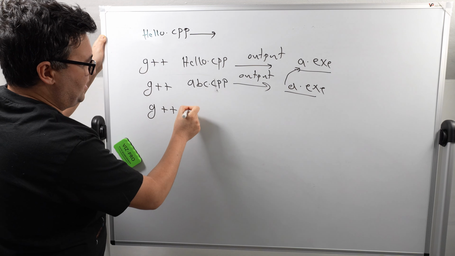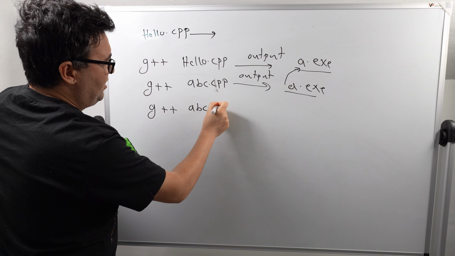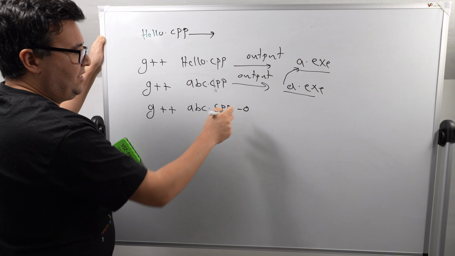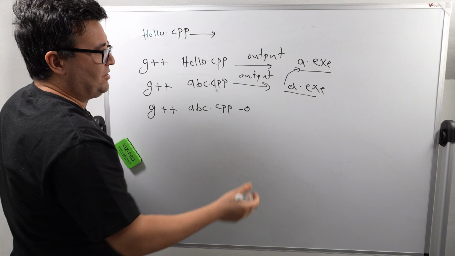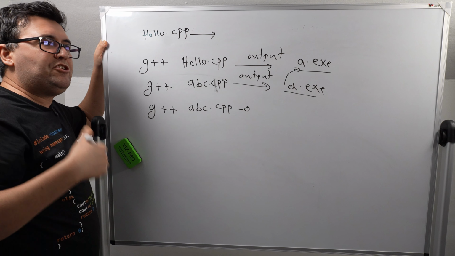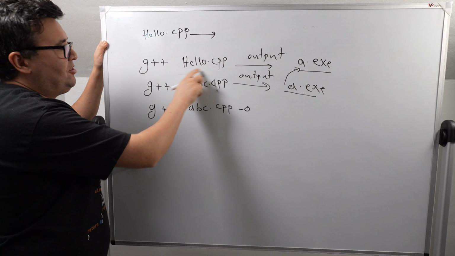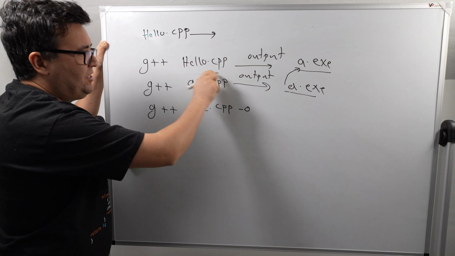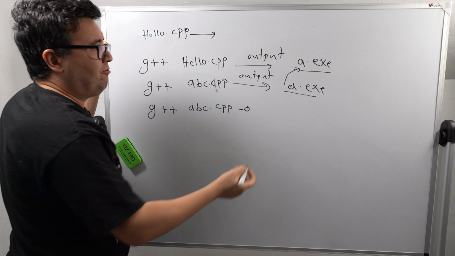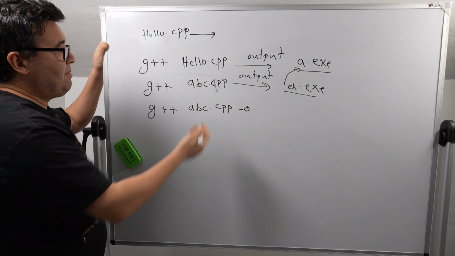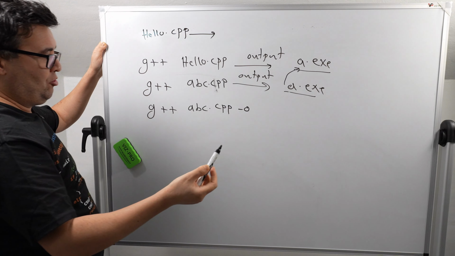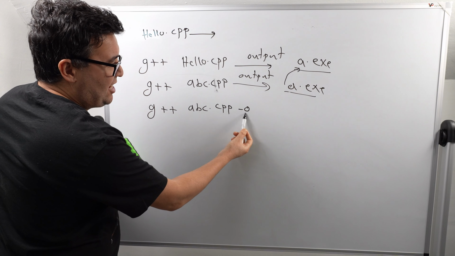So we use g++ abc.cpp and the -o option. What name do you want? Because the default name is a.exe. Any C++ file you compile with g++, whether hello.cpp, abc.cpp or any other name, will output a file called a.exe. It doesn't matter what the name is, it will always output a.exe, which is an issue. So when we want to prevent that, we use the -o option.